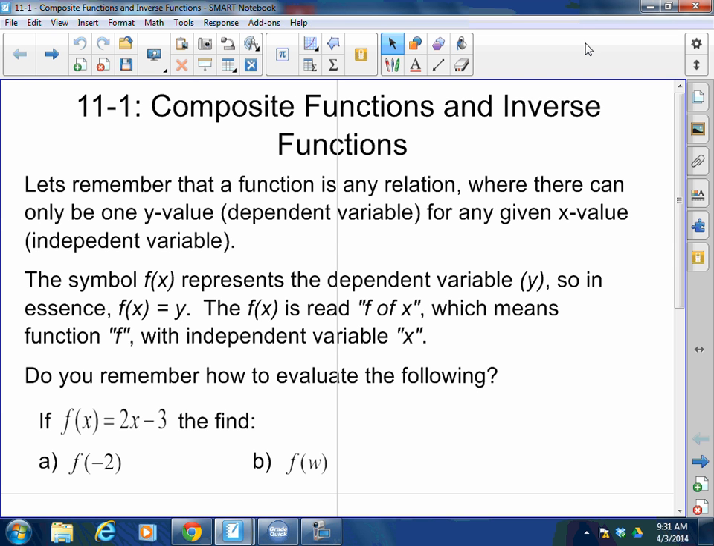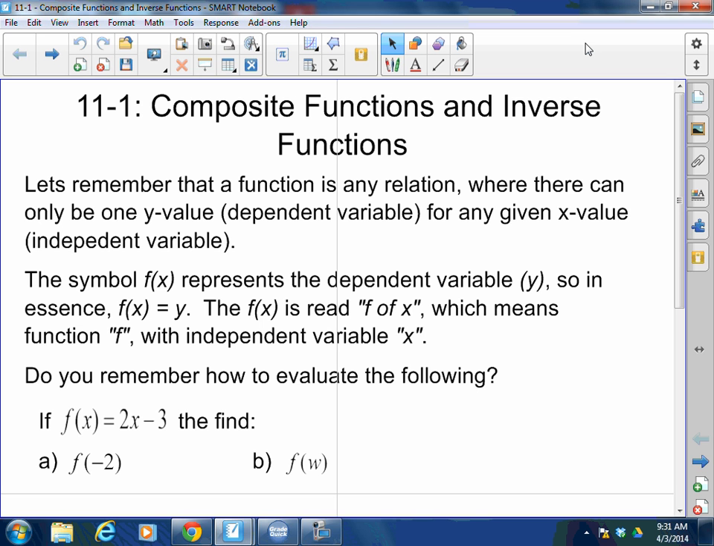Today we're going to start the chapter on exponential and logarithmic functions. This is awesome, guys. I'm so proud of you. Usually I don't have time to do this with a regular algebra class. That's why this is Algebra 1 and 2. So you guys are learning some good stuff today: composite functions and inverse functions.